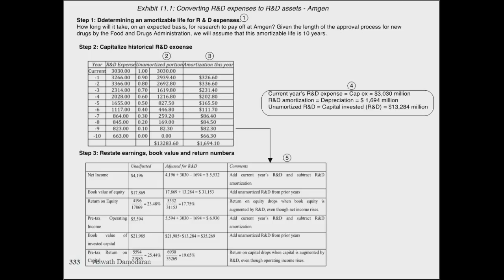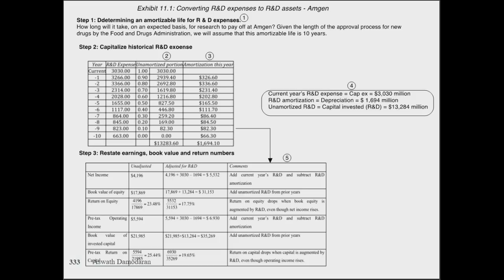So what I'm going to do is let it play out. I'm going to look at how capitalizing R&D plays out in the numbers. So there are my R&D expenses, pharmaceutical company, I'm using a 10-year life for the R&D, so I go back and collect the R&D for the last 10 years, and then I go through the dance.